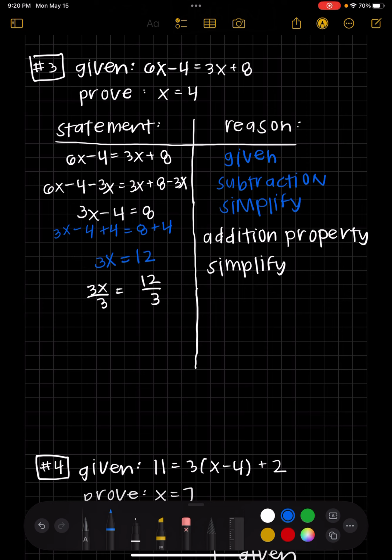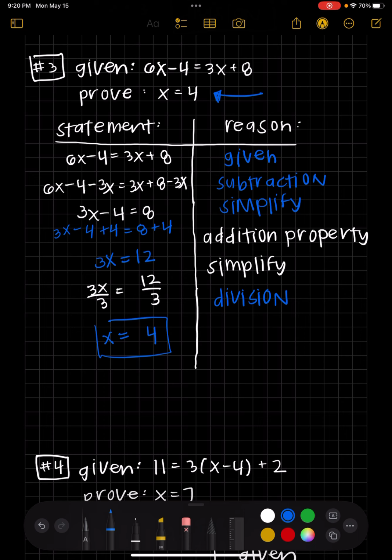Okay, then we have the next statement, which is 3x divided by 3 is equal to 12 divided by 3. Notice that we had to divide both sides by 3. So this would be the division property. And then the last one, both of them are blank. And so what I'm going to do is actually divide by 3. The 3's cancel out on the left side. I'm just left with x. And then 12 divided by 3 gives me 4. And that's what I wanted. Okay, so x is equal to 4.